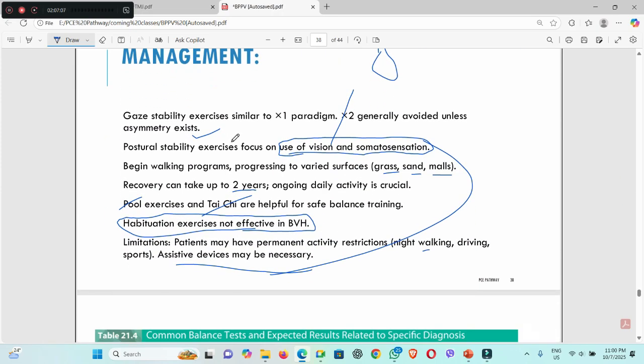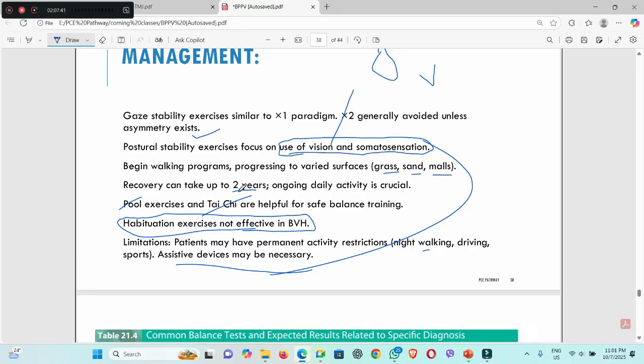Management would be the same: gaze stability exercises, postural stability exercises, focusing on vision and somatosensation. Vestibular is gone. There are just three systems working on balance, so work on vision and somatosensation. Begin walking programs, progressing to varied surfaces: grass, sand, malls. Recovery can take up to 2 years. Ongoing daily activity is crucial.